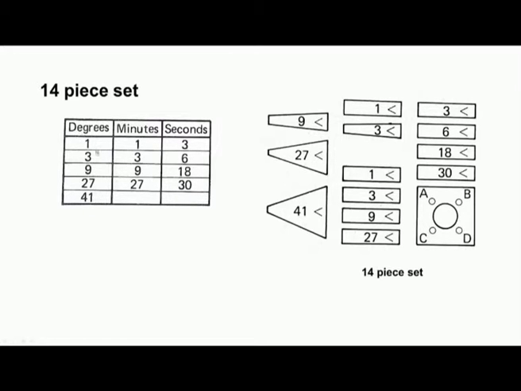Now, we can see here this table shows a set of 14 piece set. We have a set of 5 pieces of 1 degree, 3 degree, 9 degree, 27 degree and 41 degree, and under minutes category we have 1 minute gauge, 3 minute gauge, 9 minute gauge and 27 minute gauge, and then under seconds we have 3 seconds gauge, 6 seconds gauge, 18 seconds gauge and 30 seconds gauge. In addition to these pieces, we have another square block.